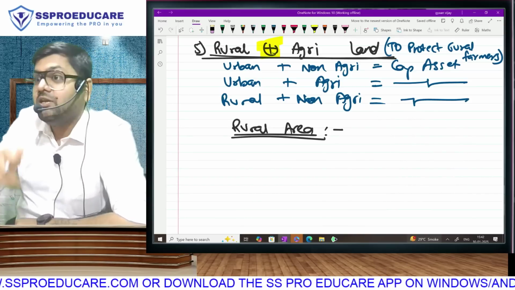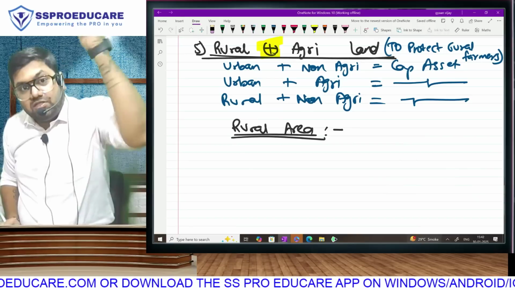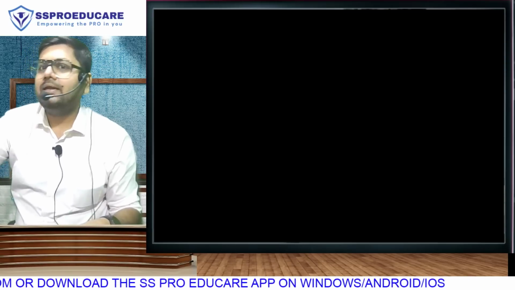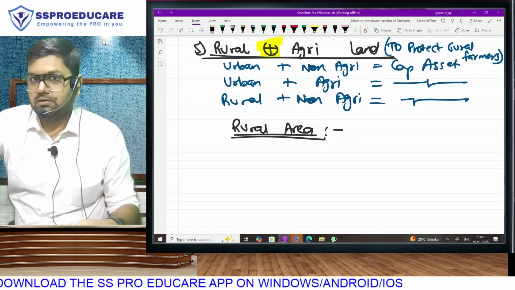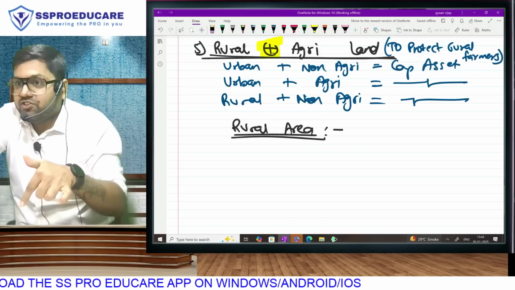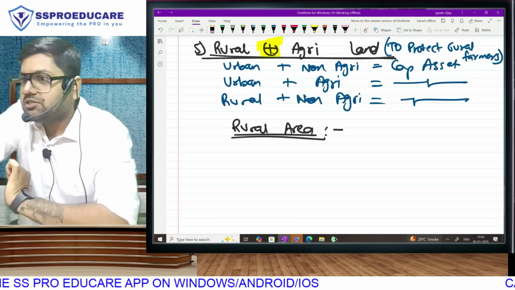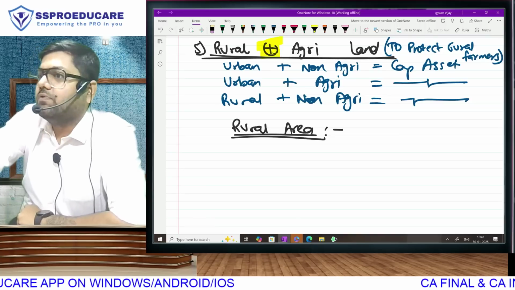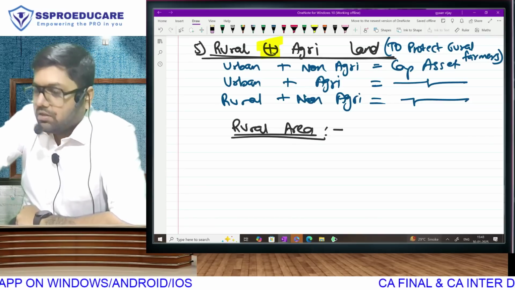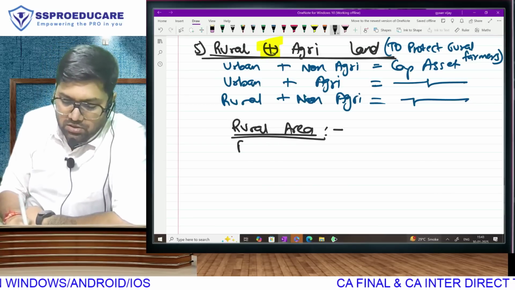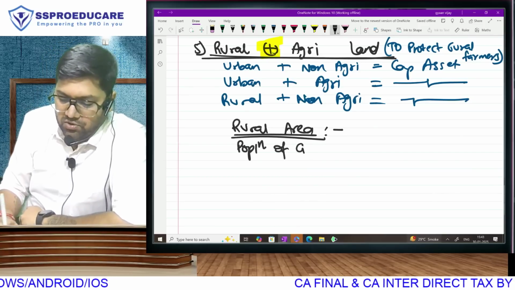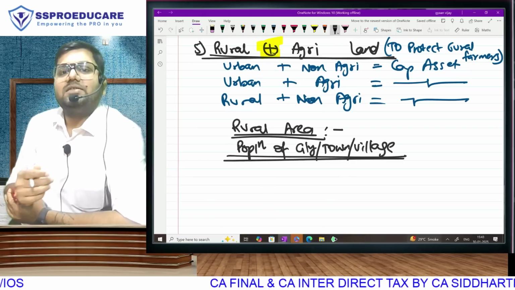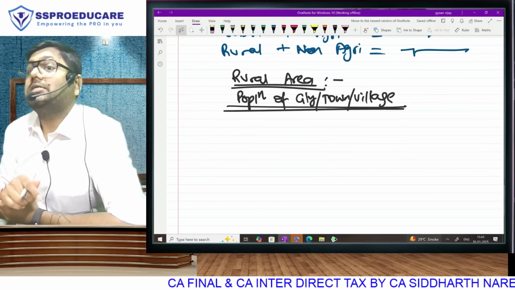So they have actually given a definition of rural area. This is rural. So the land in this area, if agricultural, is not a capital asset. Outside this area, any land will be considered a capital asset. And within this area, non-agricultural land will still be considered a capital asset. So we need the definition of rural area. You understand or no? The definition of urban or rural will depend on the population of the city, town or village.